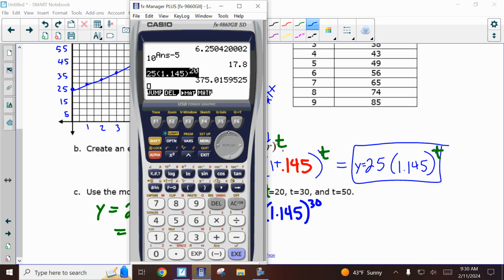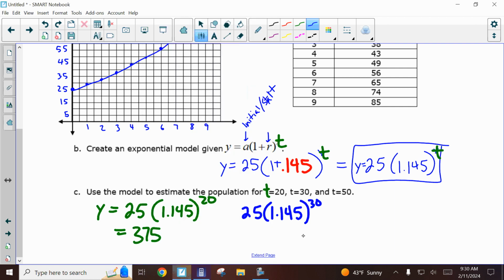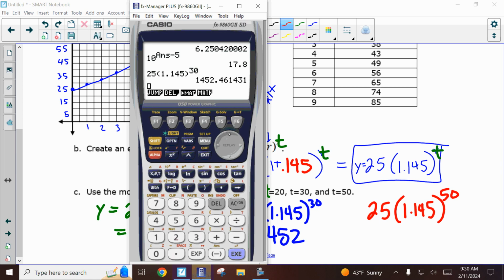I'm too lazy to type it all in again, so I'm going to go up here and just change that 20 into a 30. So that's 1,452 rabbits. And then the last one, this is going to be 25, 1.145 to the 50th power. We'll go back up and change that 30 into a 50. 21,787. I'm going to round that to 21,788.